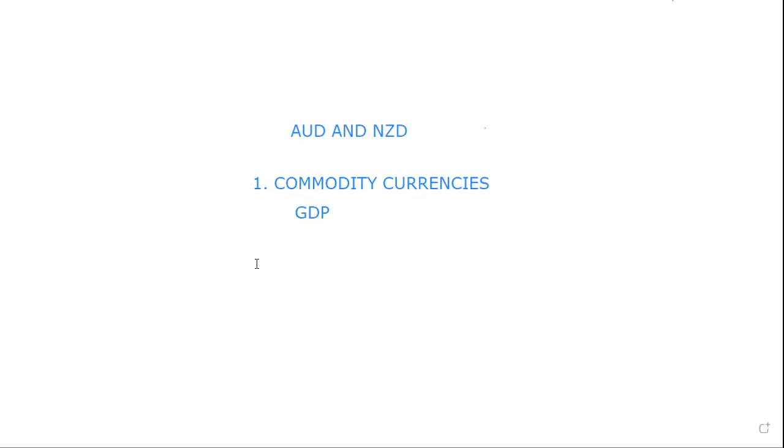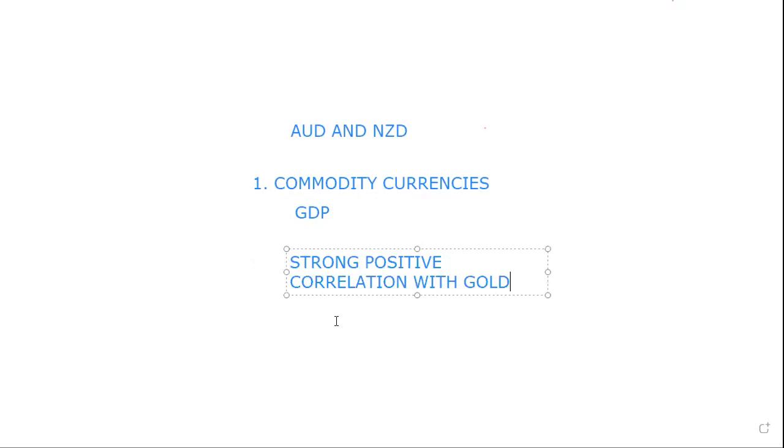So the Aussie dollar has a strong positive correlation with gold. Let me write it down for you. Strong positive correlation with gold. So what it means is that if gold rises, the Aussie dollar rises. If gold drops, the Aussie dollar drops. Now, why is it that it has a very strong positive correlation with gold?